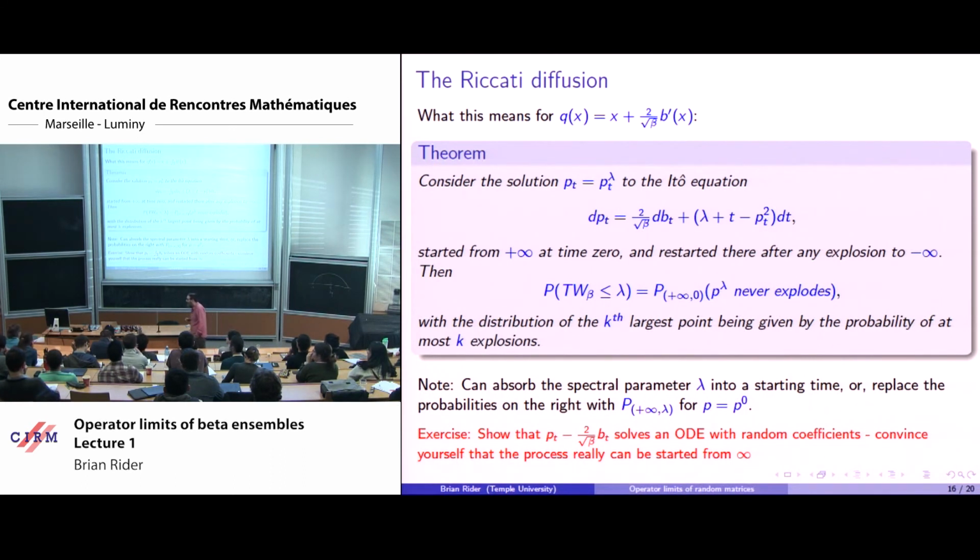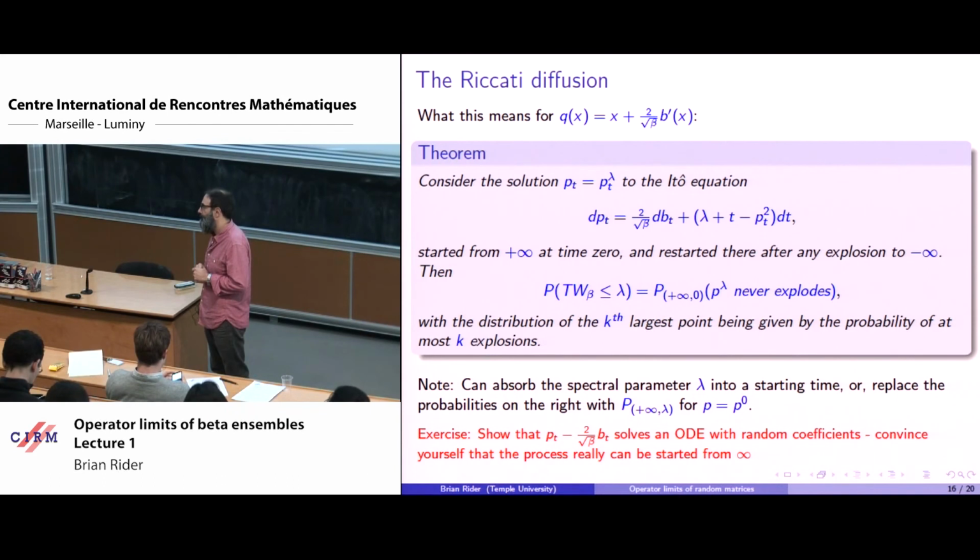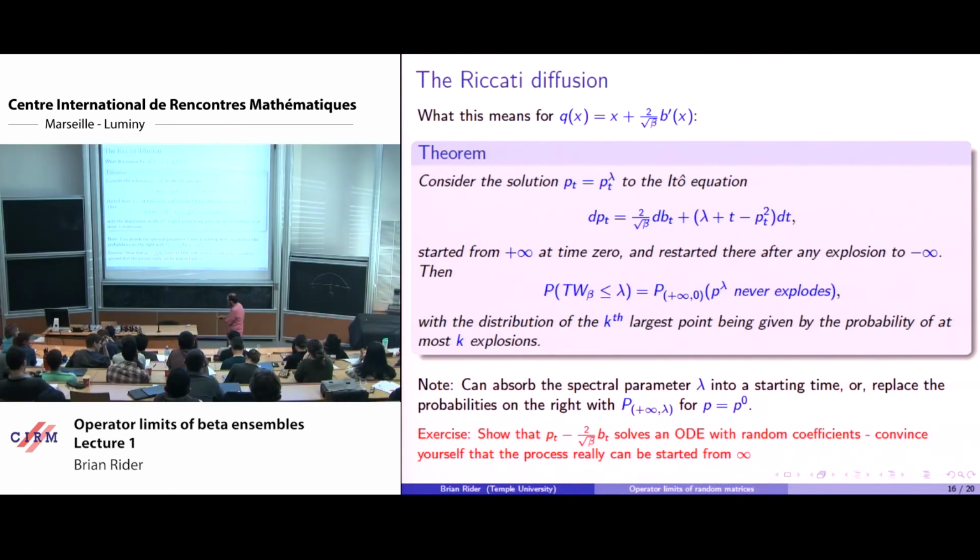Wait, say that again, I'm sorry. An explosion means this random process can get to minus infinity in finite time, due to this minus P squared. I mean, here's a little fact. Let me draw a picture, in fact.